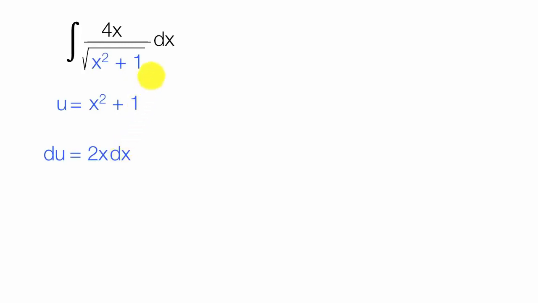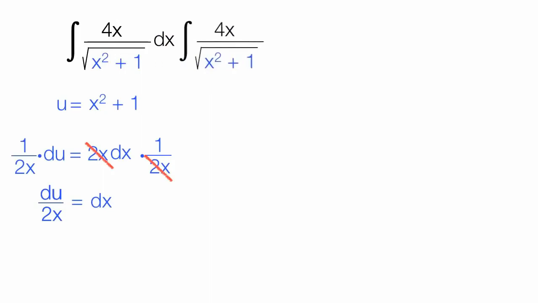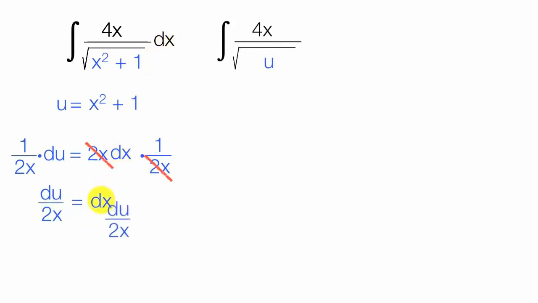I'm going to solve for dx. I multiply both sides of the equation by 1 over 2x. And notice on the right-hand side, these 2x's cancel out. Now I have du over 2x is equal to dx. Let me copy this 4x divided by the square root of x squared plus 1. Right where this x squared plus 1 is, I'm going to put u, like that. And where there's dx, I'm going to put du over 2x.